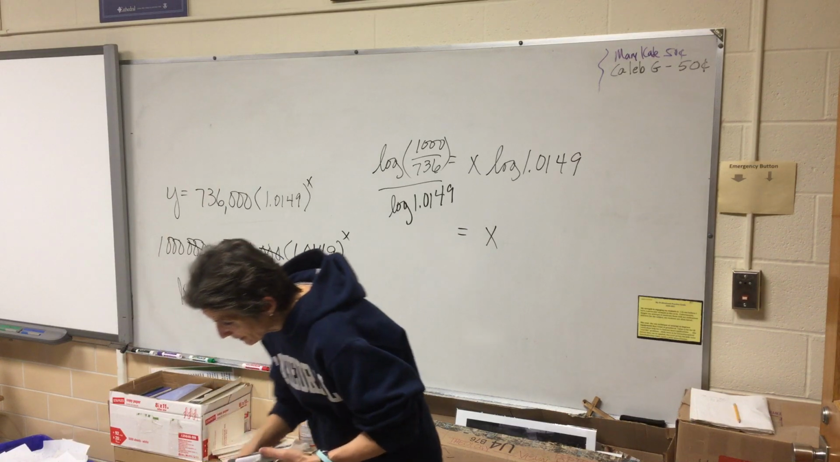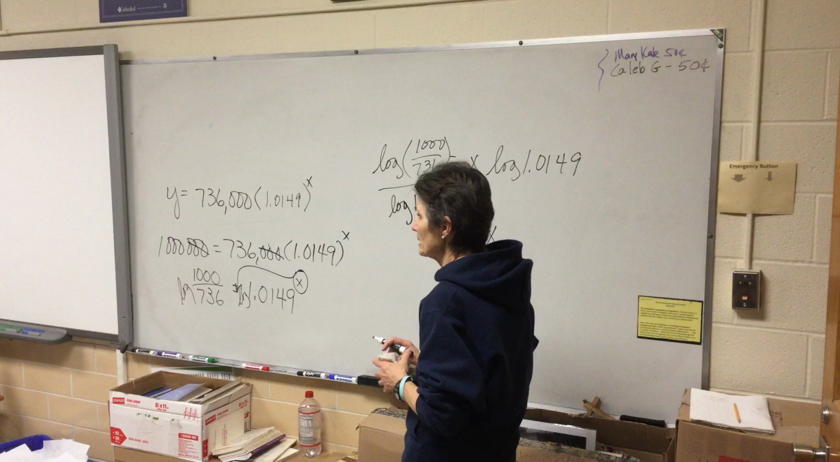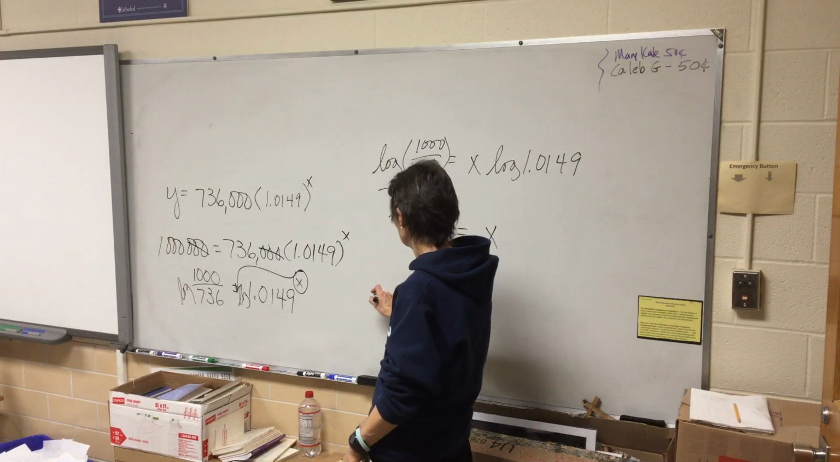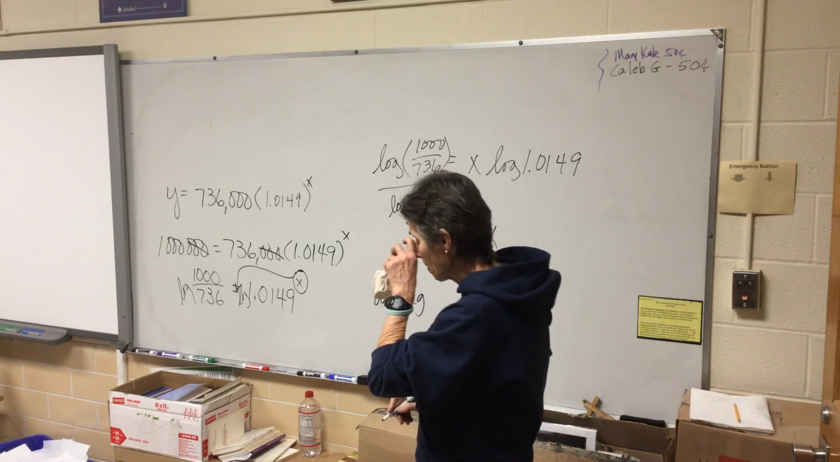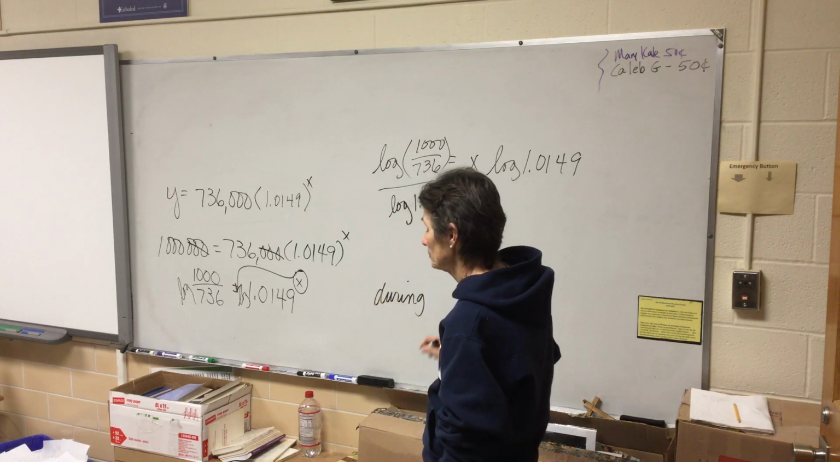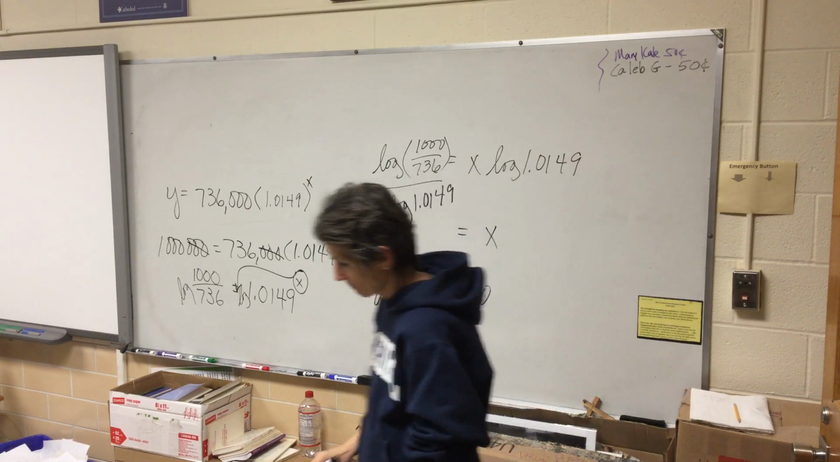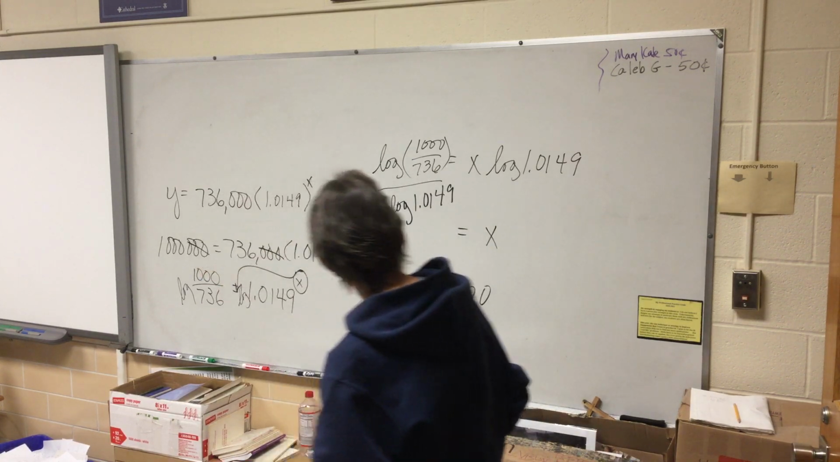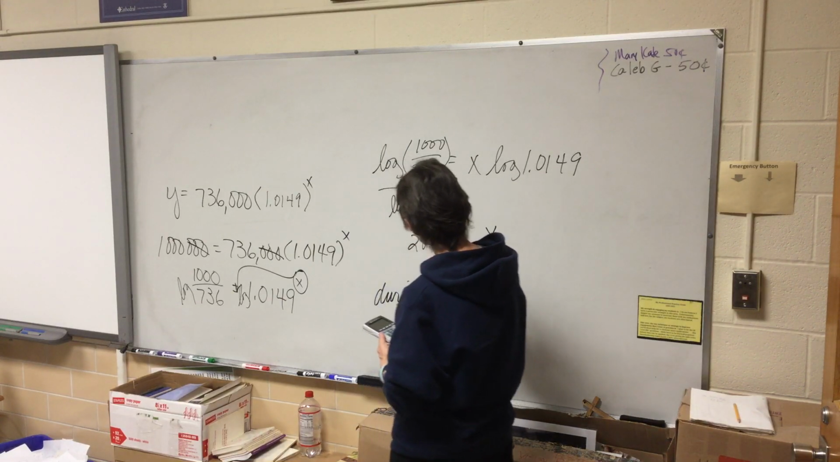When will the population be 1 million? What are you going to say? How are you going to answer this? During what year? 2020. Yep. During 2020. Because when you typed it in, you got 20.7.